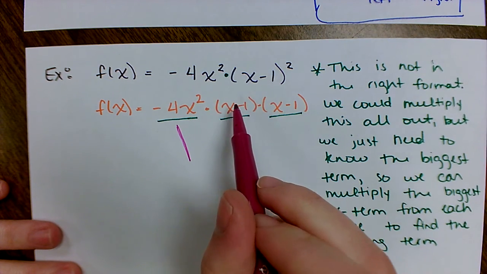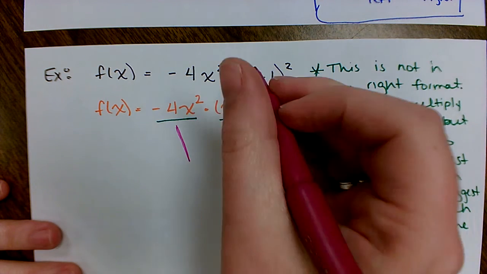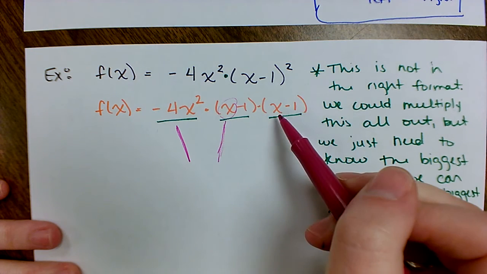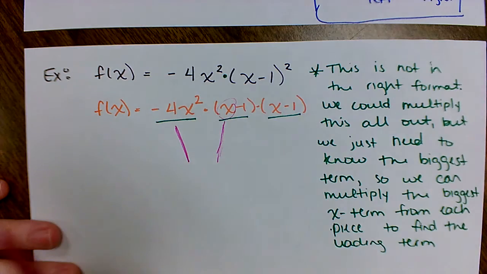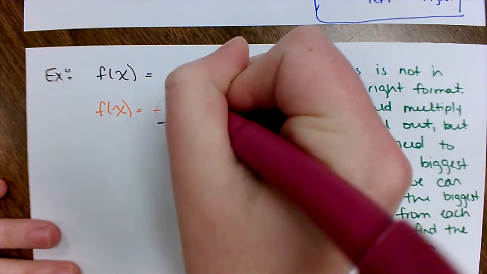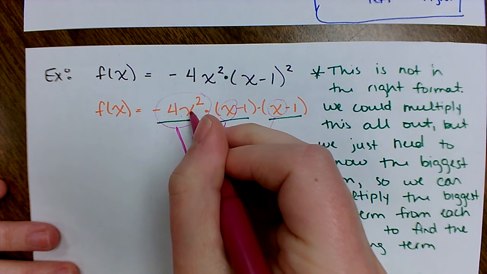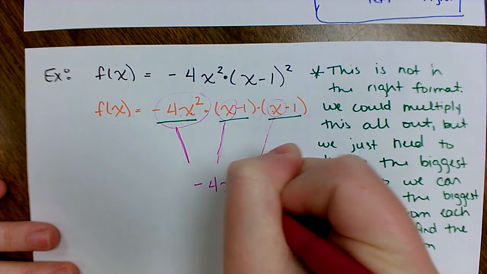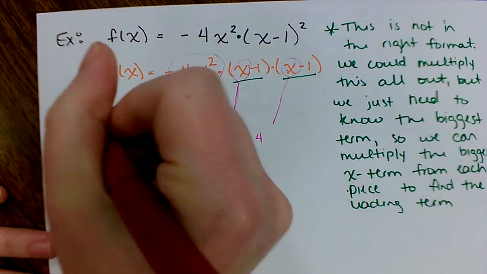So this is one of the things I'm going to multiply because it's all together. But in this next piece, I have options. I have an x and I have a 1. Well, what's the biggest x piece here? It's going to be the x. Same thing here. I have an x and I have a minus 1. Well, I want to pick the biggest x thing. So that's the x. So we multiply all three of those things together. Negative 4x squared times x would be negative 4x to the 4th. And that is my leading term.